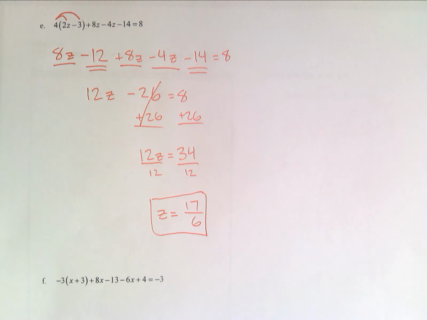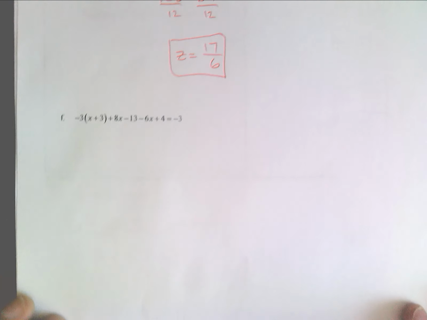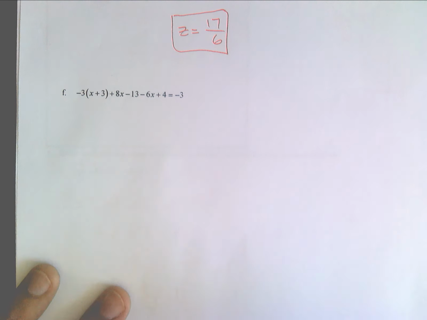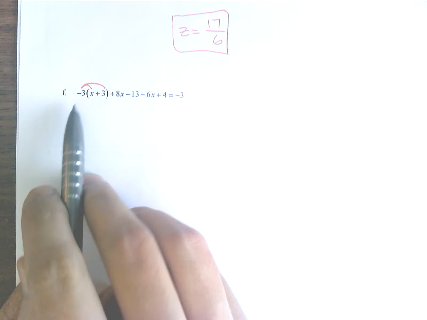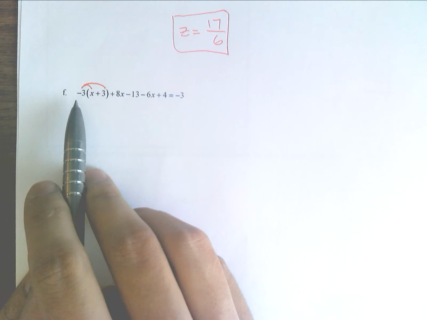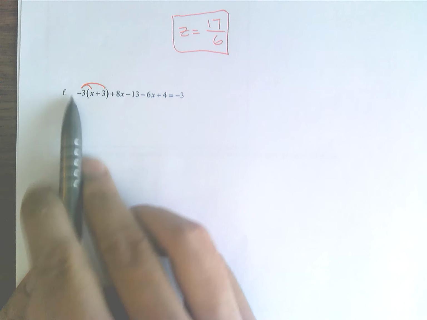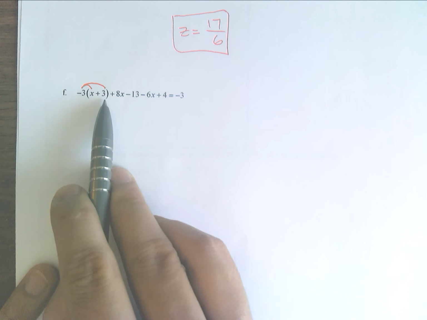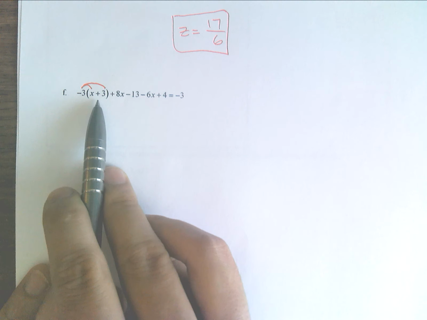Let's try one more example. So here, I see that grouping again, so we want to distribute. But one thing that I want to point out, when we distribute this, we're distributing the negative 3. A lot of students forget that negative. So be sure to multiply negative 3 times x and negative 3 times 3. So it goes into every term.